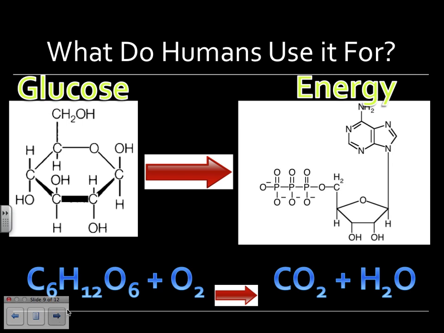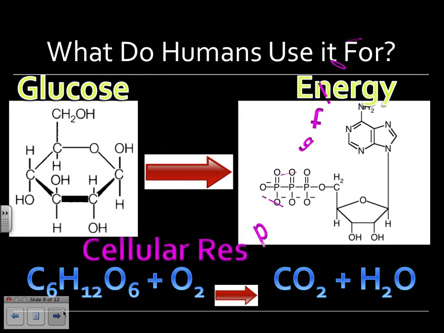Now this process is actually called cellular respiration. And in cellular respiration, animals take in glucose and oxygen, and they give off carbon dioxide and water. And this is how animals eventually get their energy, through this process right here, cellular respiration.